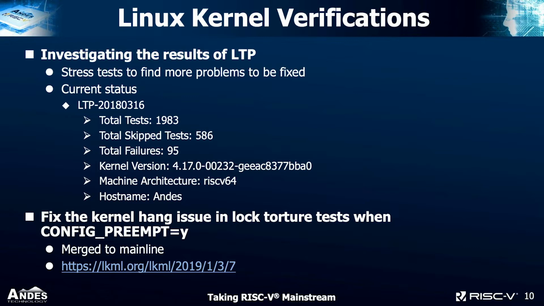The first part is how we do the Linux kernel verification. We run the Linux Test Project. As you know, this project is mainly used for verification of user space. When we first ran this test, there were more than 200 failures. As you can see, these failures have been reduced to 95. Most of the failures are because of disabled kernel configs or timing issues.